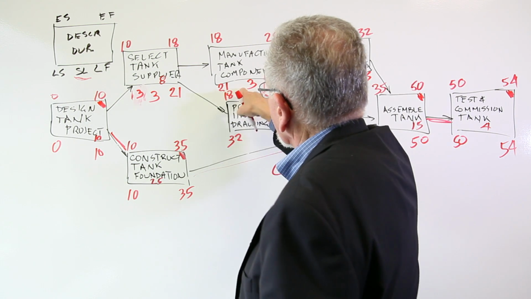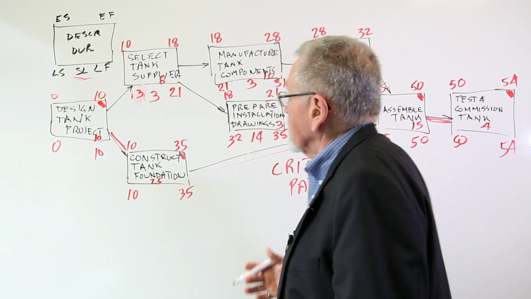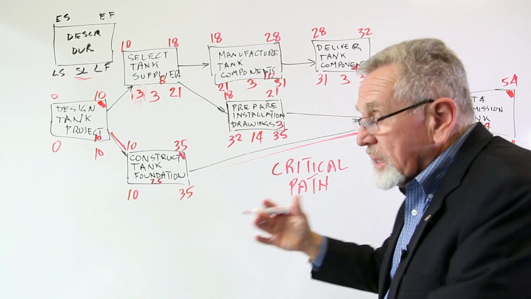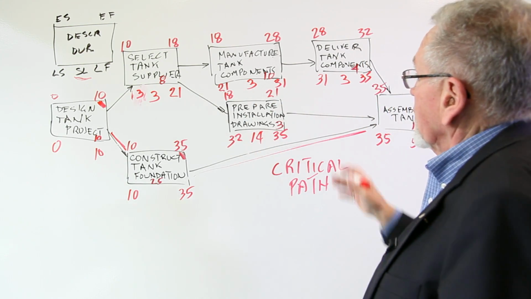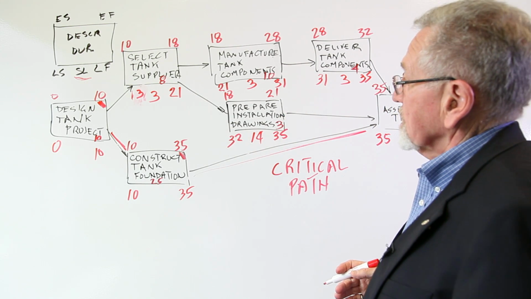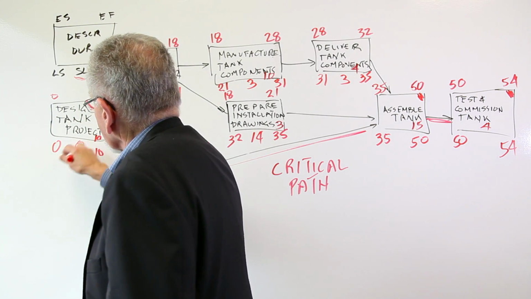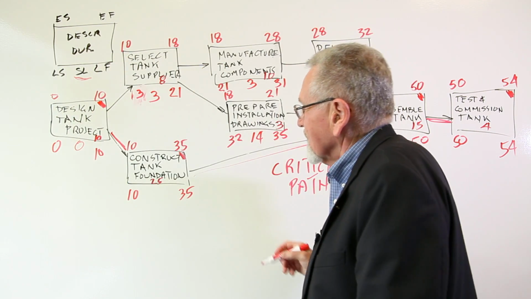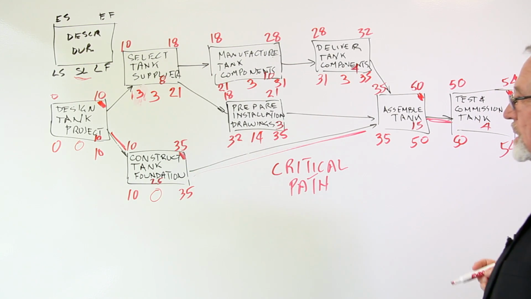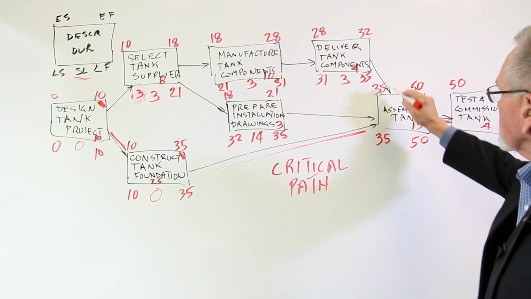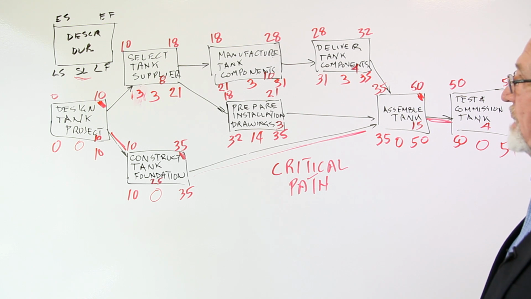Prepare the installation drawings. 32 minus 18, which is 14 days. We have a lot of variability in that activity. It could take an extra 14 days, or it could start 14 days later than 18. And again, it would not impact the total project duration. The critical activities, guess what? They have 0 slack. It's sort of the same thing as saying they can't be changed from their original schedules. So 35 minus 35 is 0, 50 minus 50 is 0, and there we have it.